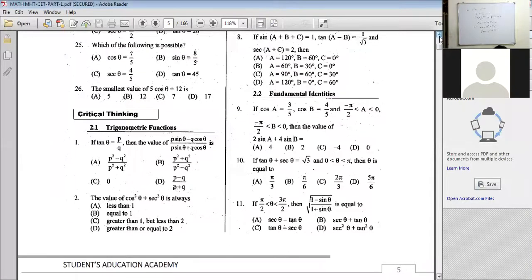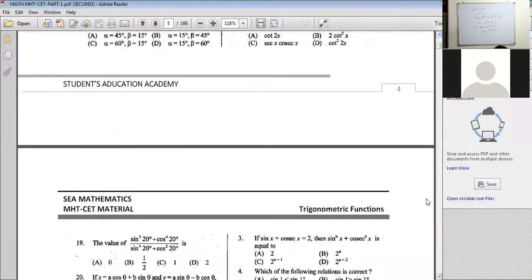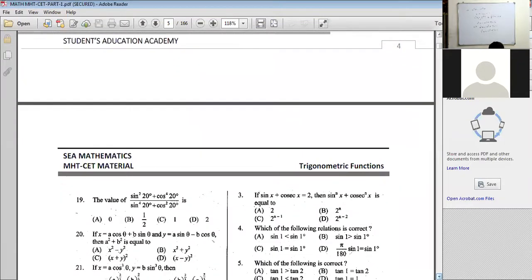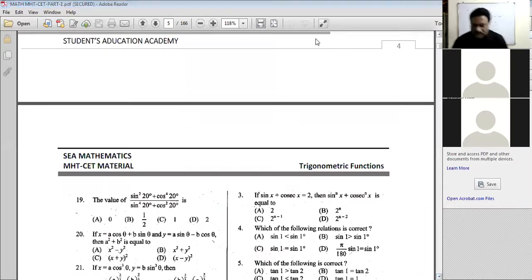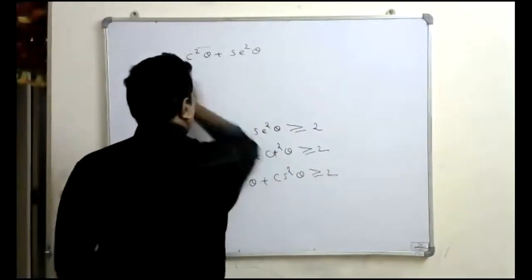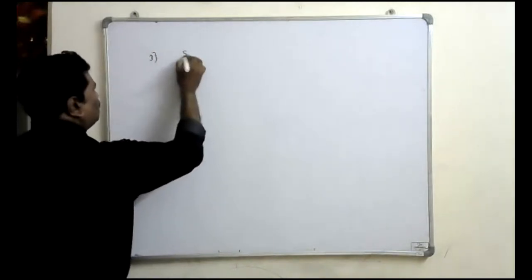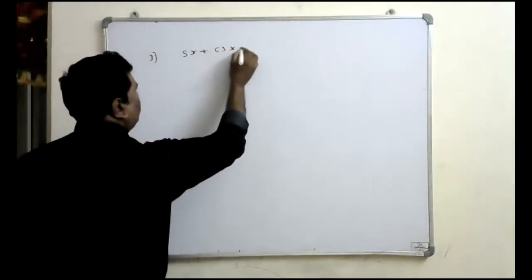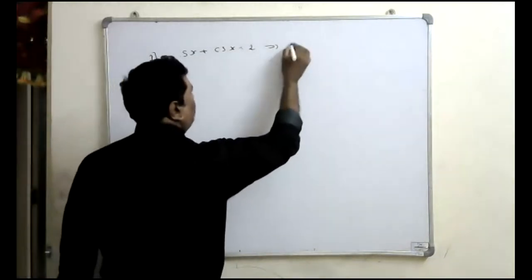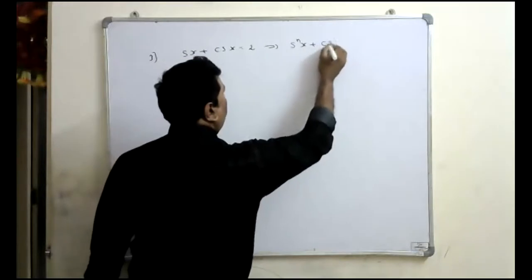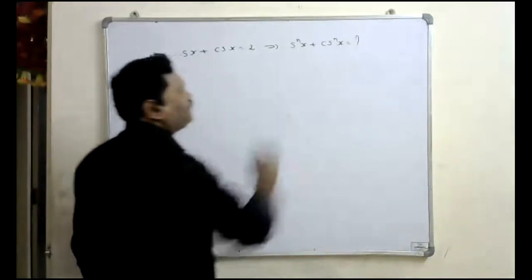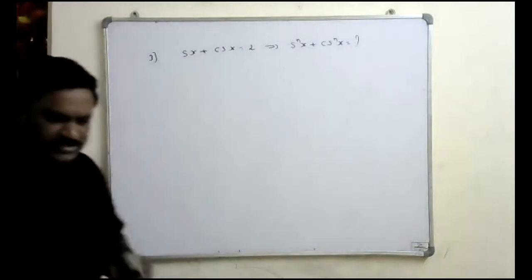Here this problem number 3. Observe this. Sin x plus cosecant x is equal to 2. Then what is the value of sin power nx plus cosecant power nx? Just observe this. Since here it is given that sin x plus cosecant x value is equal to 2, then sin power nx plus cosecant power nx is equal to how much? So it is also a simple logic question.